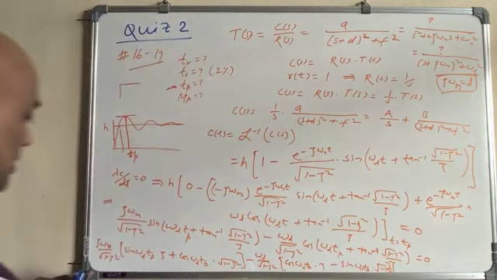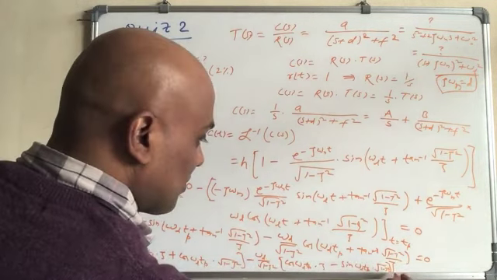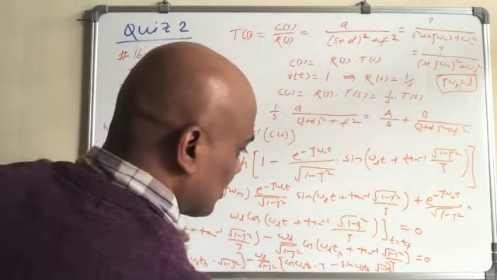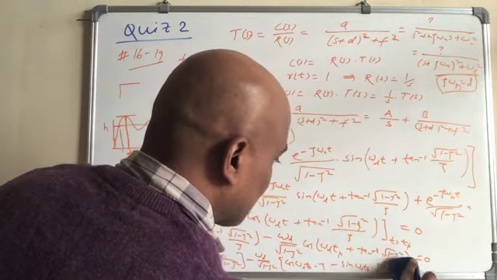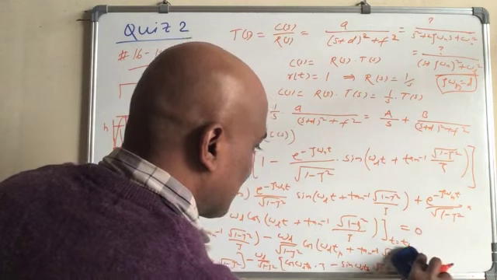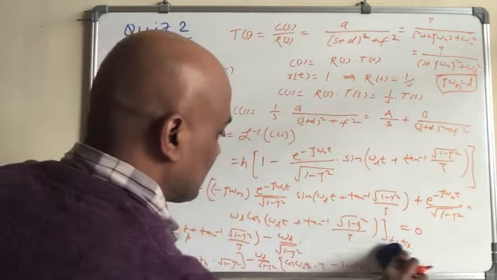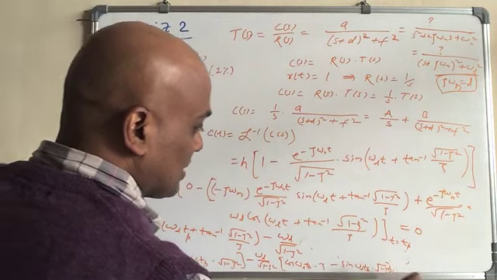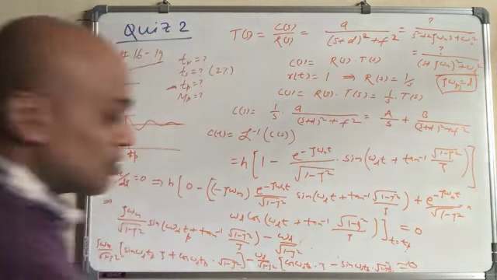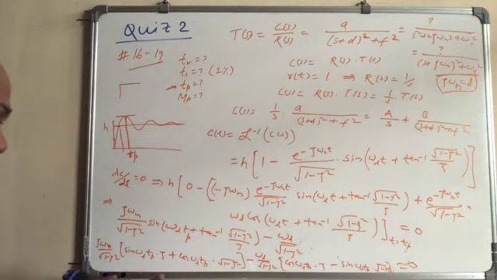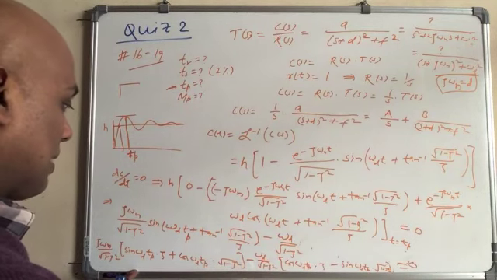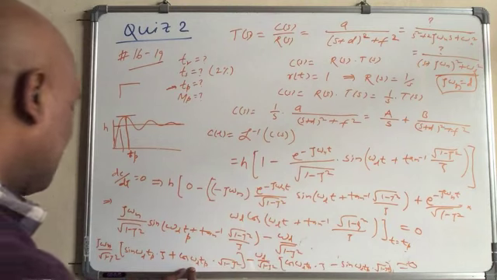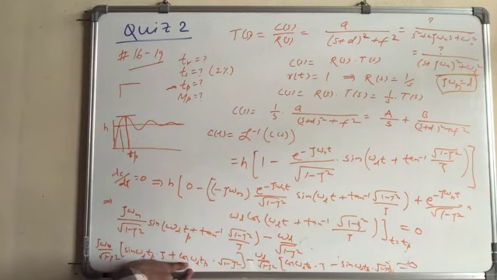So this whole thing will be equal to 0. I'm deleting the above part, making room for this one. So sine omega d tp multiplied by root 1 minus zeta square is equal to 0. Now you can see the simplification: the cos term will go away. See the cos term here, cos omega d tp, root 1 minus zeta square. Here also we have root 1 minus zeta square.